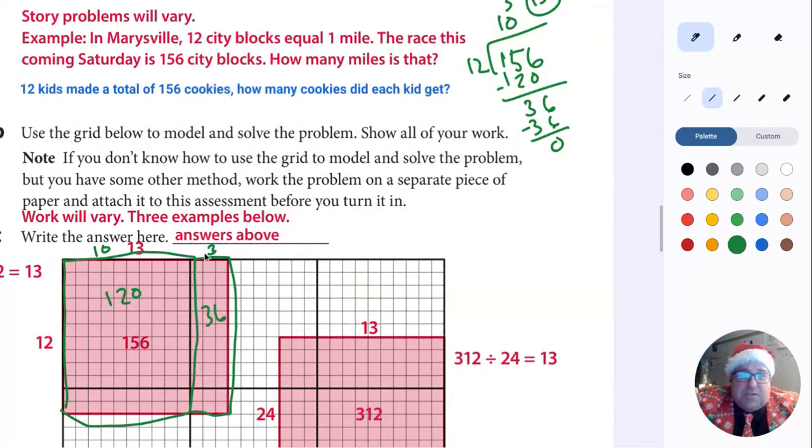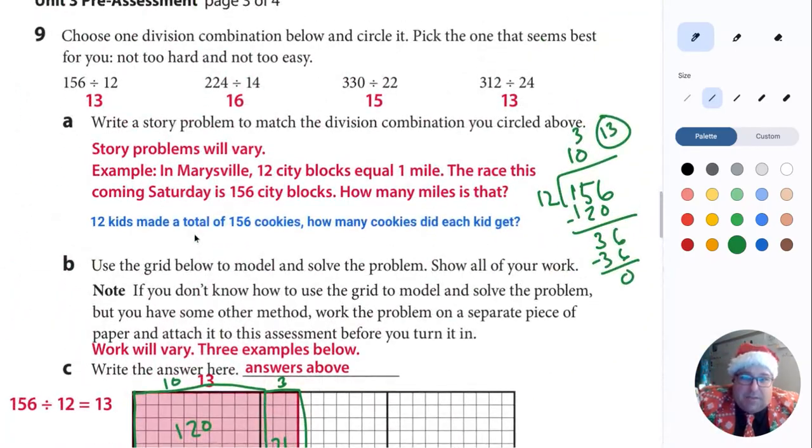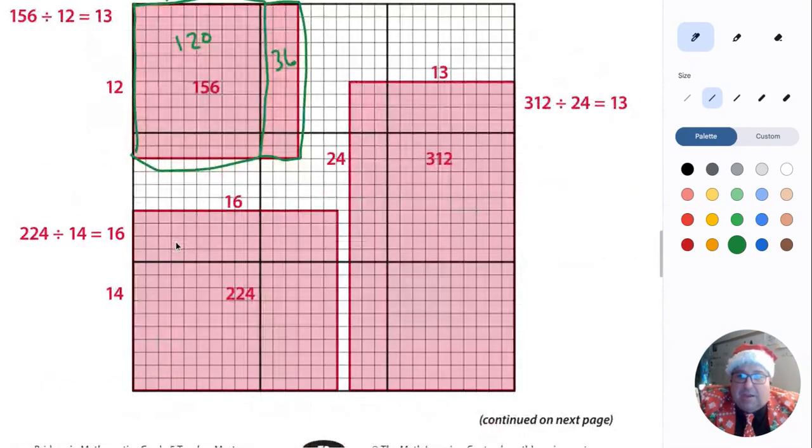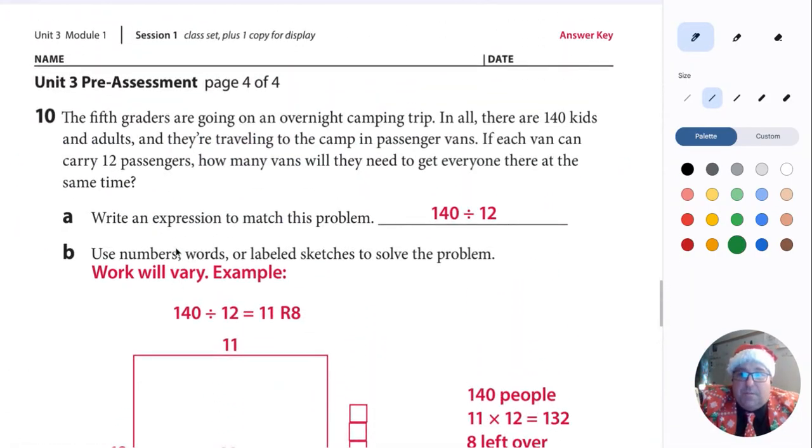So this whole page is just one question, basically. Pick the one you want to do. Write me a story problem and solve it. And last page, again, it's just one problem. We got the 5th graders are going on an overnight camping trip, and all we have 140 kids and adults. They're traveling to the camp in the passenger vans. If each van can carry 12 passengers, how many vans will they need to get everyone there at the same time? This will be a remainder.